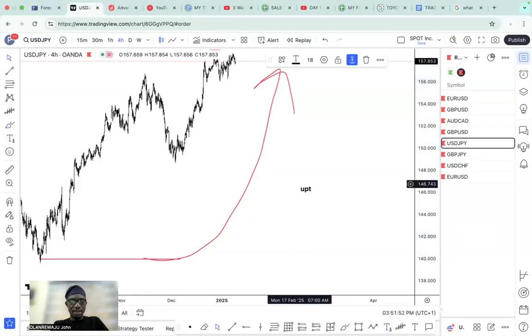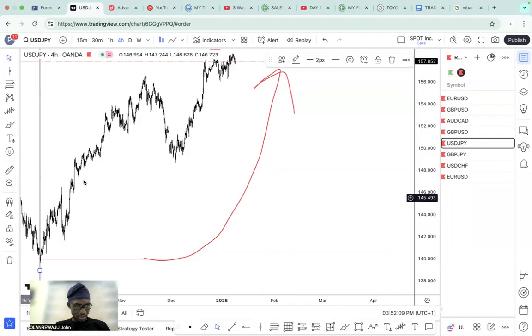Remember what we defined a trend as: the direction of the market over a period of time. That period of time can be monthly, daily, on the 4 hours. So this is the 4-hour chart. And we can tell that from this day, what date is this?